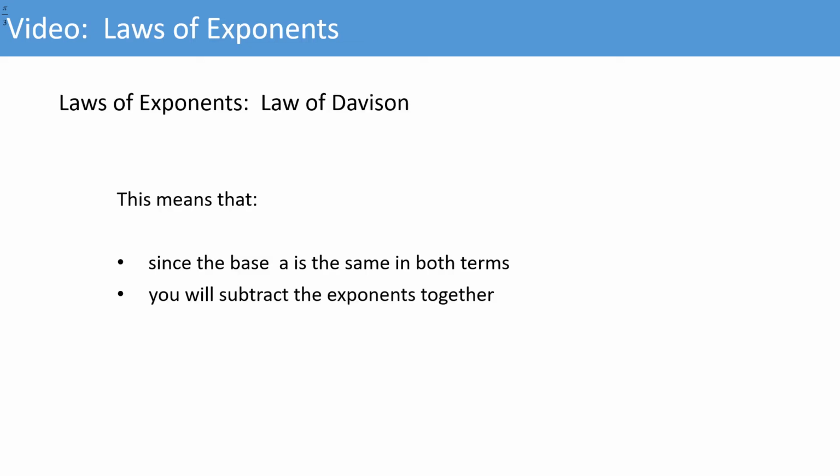For this, we will get a to the exponent 5 divided by a to the exponent 3. The base is the same, a, so we subtract the exponents. 5 minus 3, the result, a to the exponent 2. Or we say a squared.